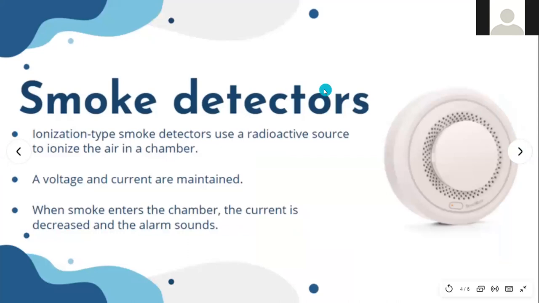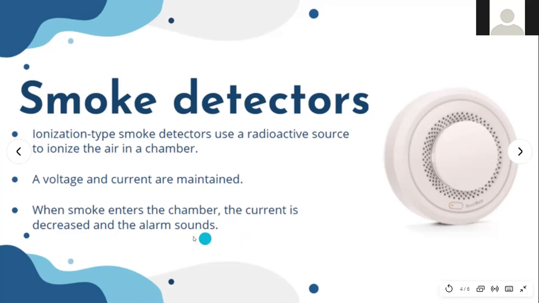The last use of radioactive decay is smoke detectors. There are two types of smoke detectors: ionization type smoke detectors and photoelectric type smoke detectors. But we will talk about ionization type smoke detectors because they use a radioactive source to ionize the air in the chamber. So what happens in the smoke detector is that a voltage and current are maintained, and when smoke enters the chamber, the current is decreased and the alarm sounds.